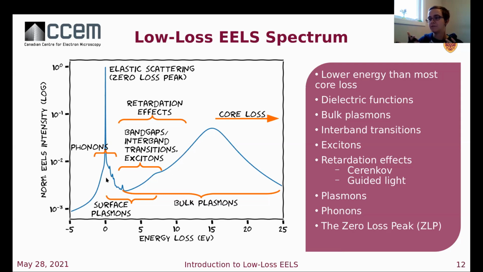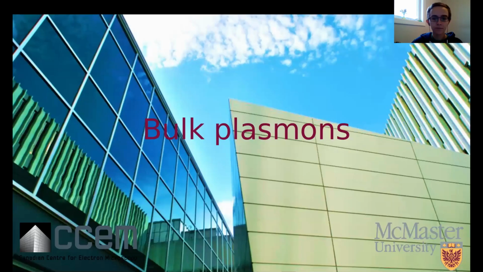So if you have a given sample, you will likely see a small subset of all of these different things. You're unlikely to see all of them for any one sample. But depending on what you study, all of these are accessible. We're going to start off with the bulk plasmon. We're going to start at the high energy side and work our way down to the low energy side.